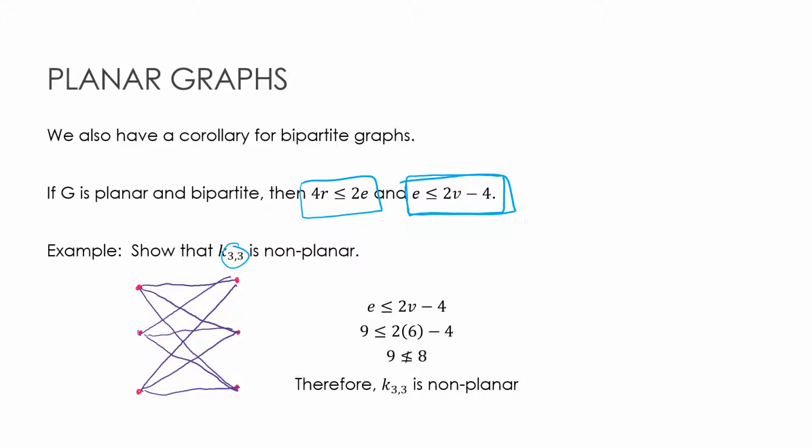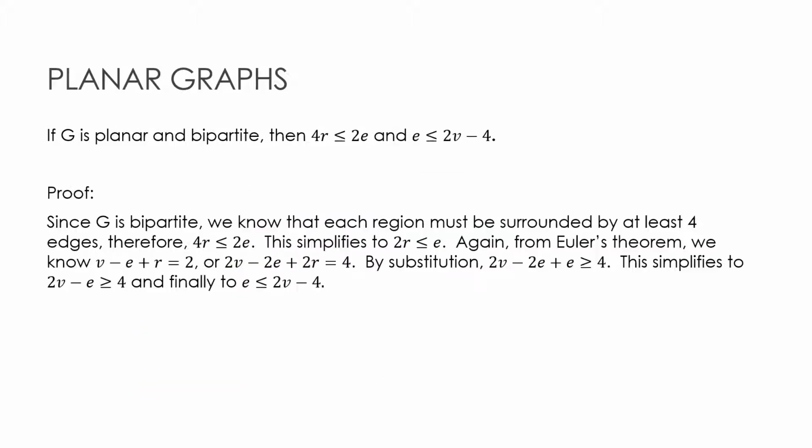Again, don't take my word for it. Let's look at the proof. The proof says, since G is bipartite, we know each region must be surrounded by at least 4 edges, and so therefore now we have 4r is less than or equal to 2e. And then from there, the proof really just follows exactly what we did for our other proof. By substitution, multiplication, and simplification, we come down to where e is less than or equal to 2v minus 4.